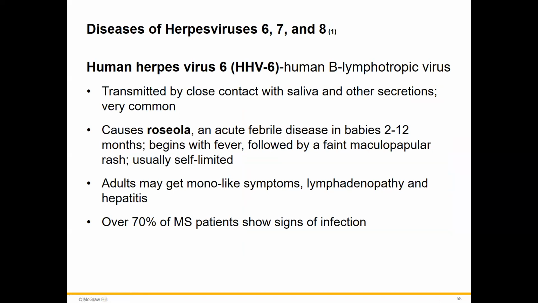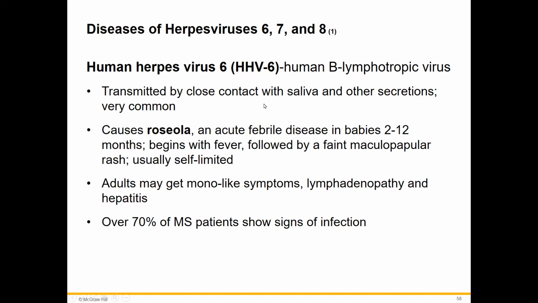Okay, moving into HHV 6, 7, and 8. So human herpes virus 6 is human B lymphotropic virus. This is, again, saliva and secretions. It causes roseola, which is our viral exanthem, or one of them, an acute febrile disease in babies, typically under the age of 1. Fever first, and then a faint maculopapular rash. It's self-limited, so it's not going to cause any chronic issues.